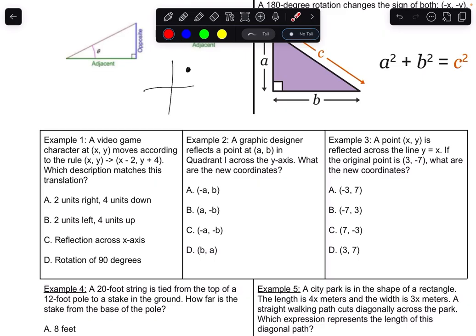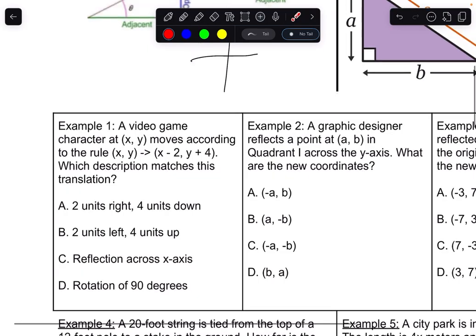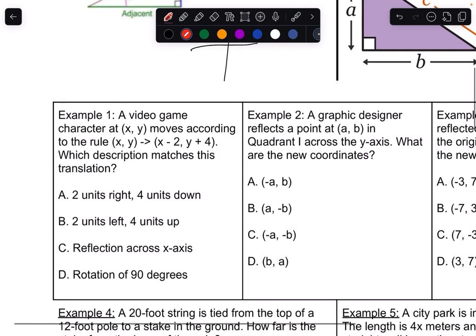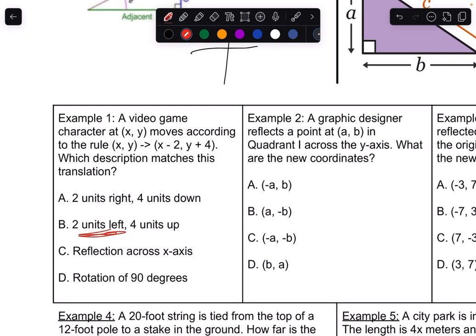Thankfully, transformations are basically what you think they do. x goes left and right, so if it's x minus 2, that means it's going to the left 2. y goes up or down, so if it's y plus 4, that does mean it's going up 4. So it's just describing what's happening on the coordinate plane.